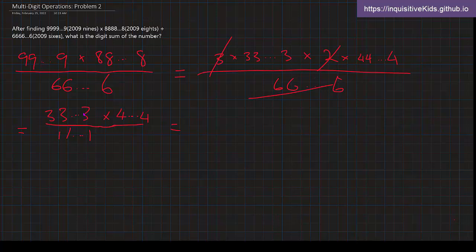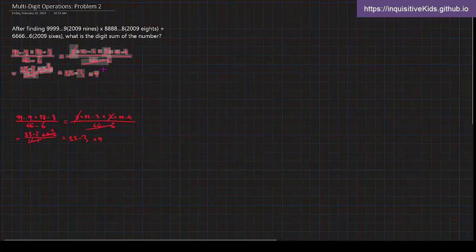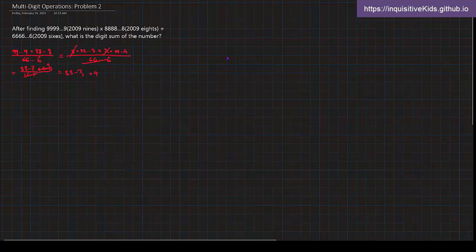Well, let's do the 4s, I guess. The 4s, after we do that, this would just become a 4. So it becomes 2009 3s times 4. And now, let me make some more room. Now we have 2009 3s times 4. So what is a digit sum? But we can't just give up now. We need to calculate this.